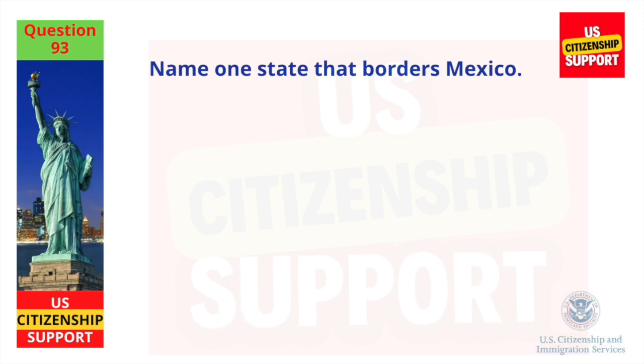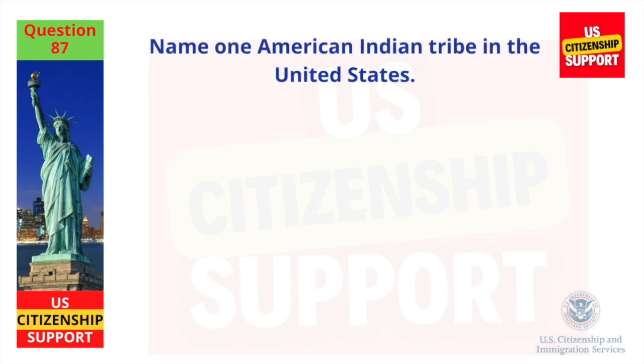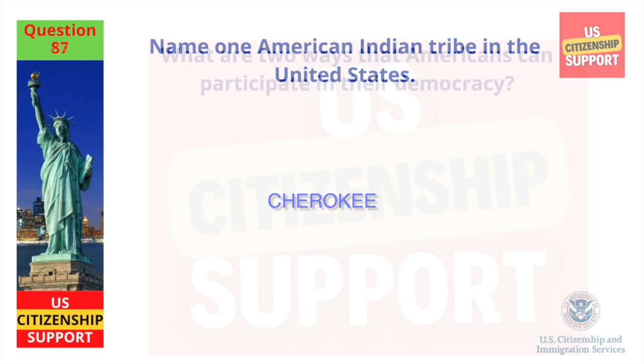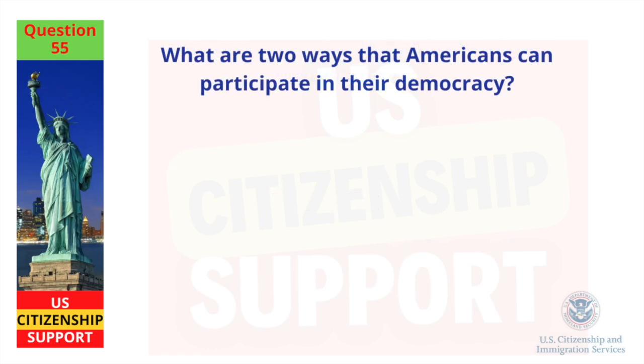Name one state that borders Mexico. Arizona. Name one American Indian tribe in the United States. Cherokee. What are two ways that Americans can participate in their democracy? Vote. Join a political party.